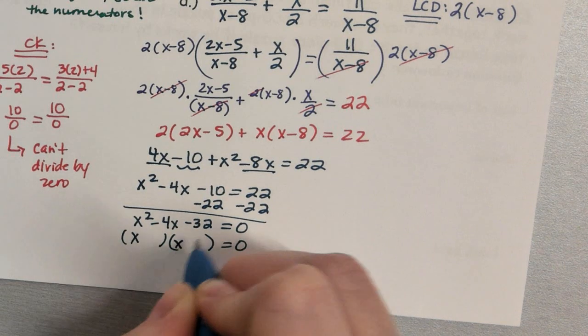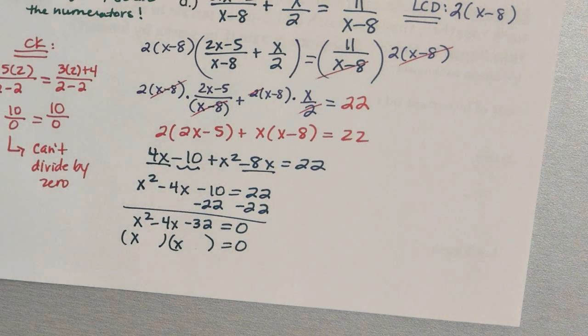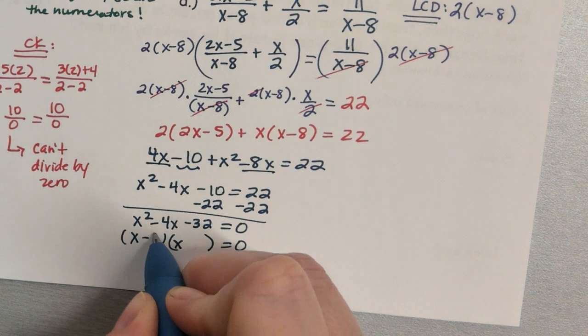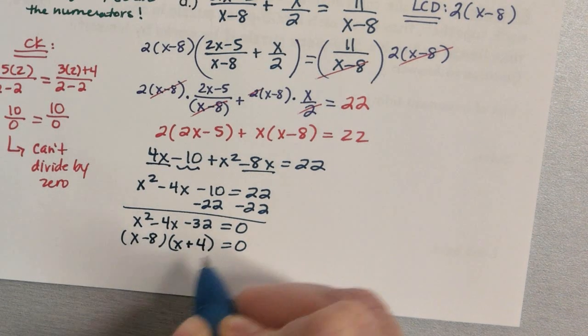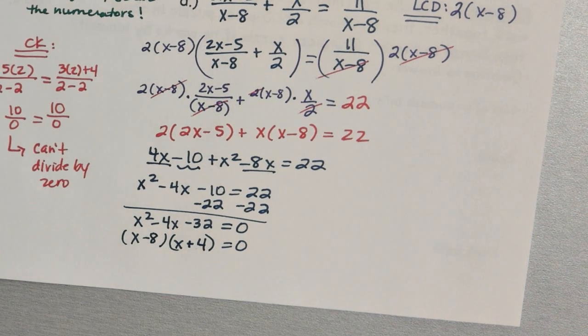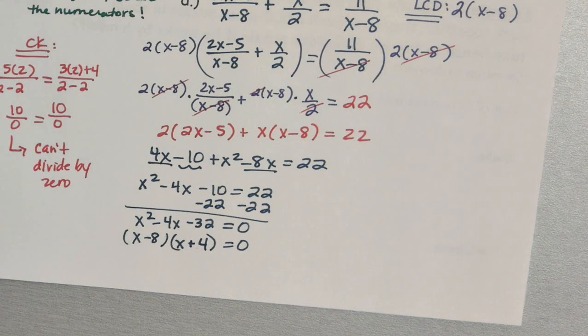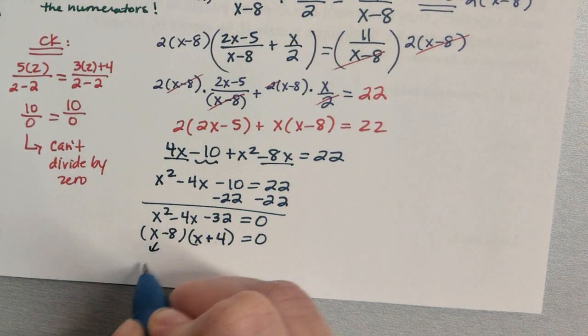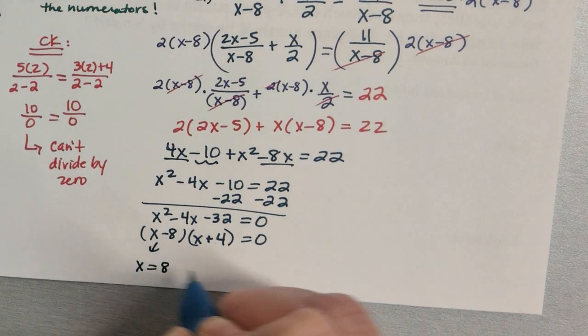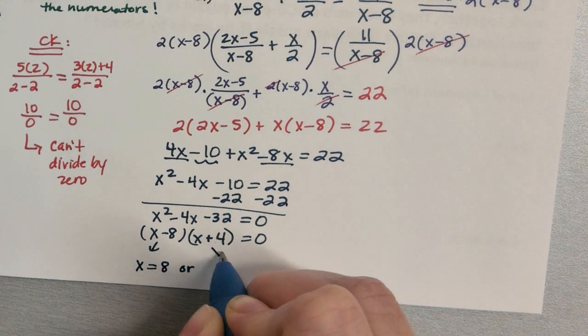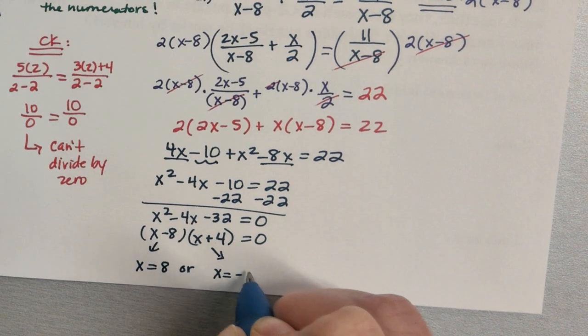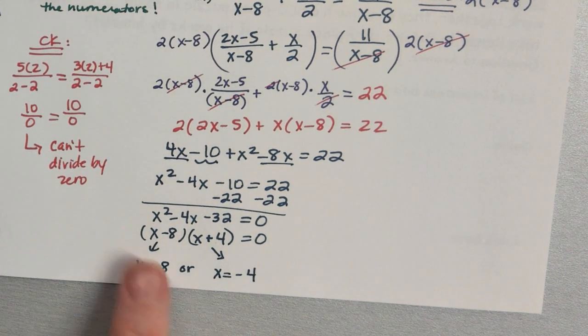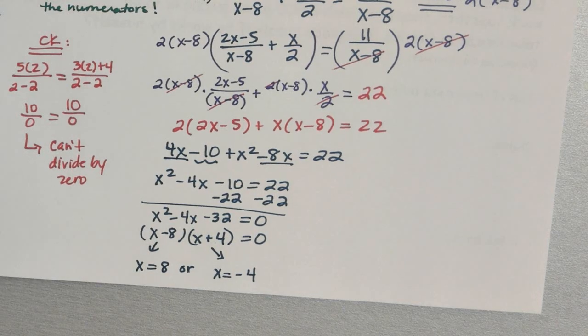All right, what multiplies to negative 32, but adds to negative 4? Negative 8, positive 4. So negative 8 plus 4 will be negative 4. And then that's going to give you 2 answers. So when you set this equal to 0, you'll get x equals 8. Or when you set this equal to 0, you would get x equals negative 4. But I'm fine with you indicating that those are your 2 answers.